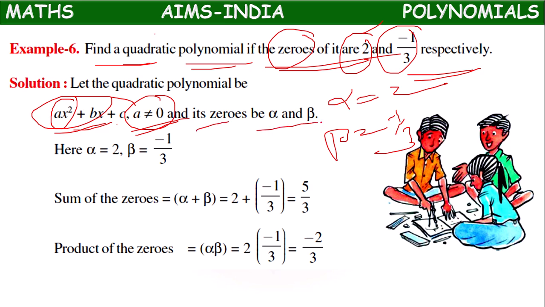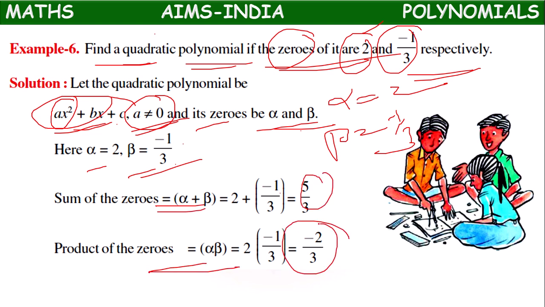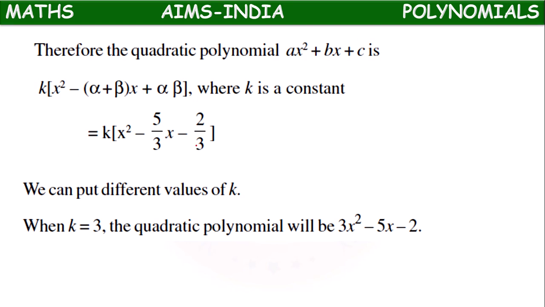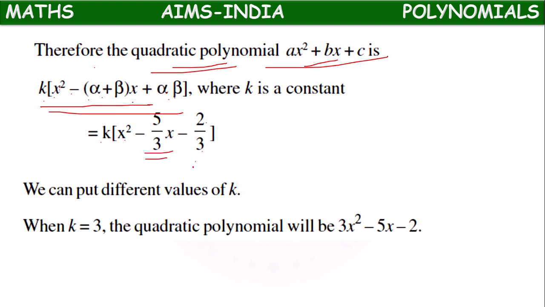So, and its zeros be alpha and beta. So then alpha equals 2, beta equals minus 1 by 3. Sum of zeros 5 by 3. Product of zeros minus 2 by 3. Therefore, what is a quadratic polynomial? Already in concept we have learnt k into x square minus alpha plus beta x plus alpha beta. K into x square minus sum of roots 5 by 3 x, product of roots minus 2 by 3.